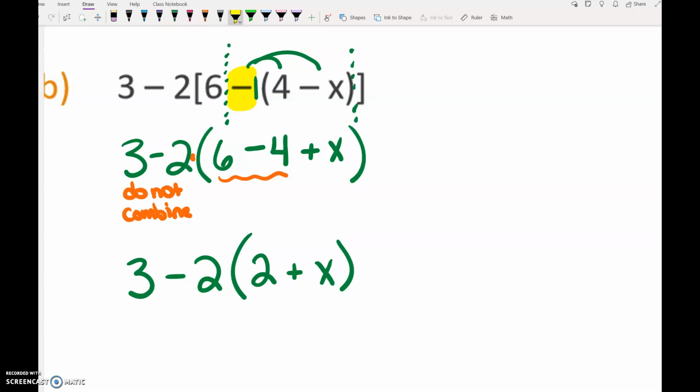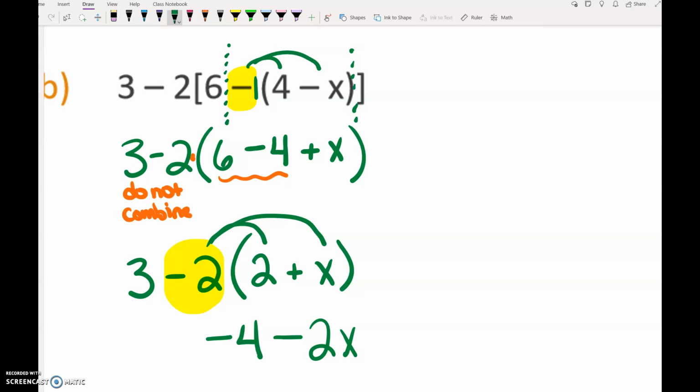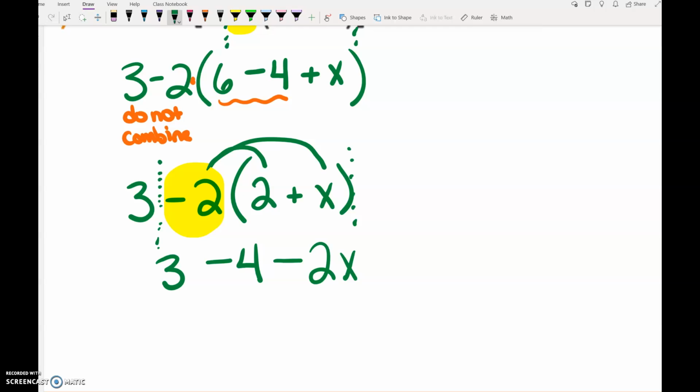Next up, we have a negative 2 in front of the parentheses. I'm going to distribute that negative 2. Negative 2 times 2 is negative 4. Negative 2 times x is negative 2x. That's just this portion of the problem. There's still a 3 in front of that. If that had been a positive 4, you'd have a plus in between the 3 and the 4, but it's a negative 4, so it's a minus. All right, 3 minus 4, negative 1 minus 2x.